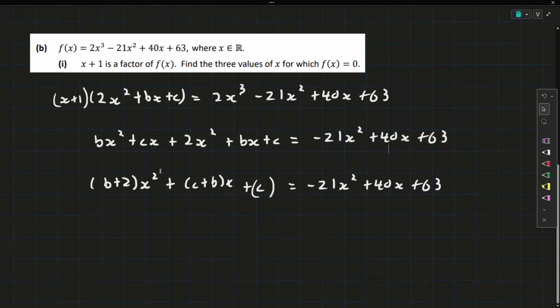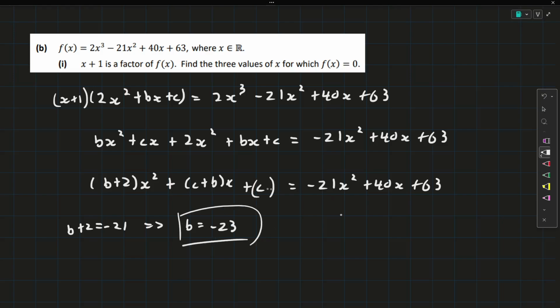And that has to be equal to this side. So what we notice is the number in front of the x squareds has to be the same. So b plus 2 must be the same as minus 21. This tells us that b is equal to minus 23. And then we can see clearly the constants are the same, so c has to be equal to 63. And then the way that you can check your answers is the number in front of the x should be the same on both sides. So is it true that c plus b is the same as 40? Well, yes, you can see from here.